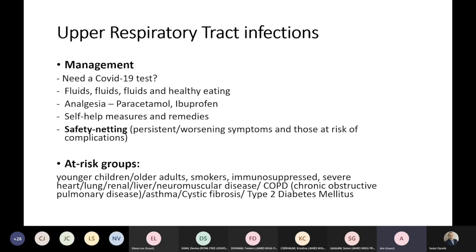Now, if they've either had a negative COVID test, or we're thinking this is just a common cold, or it's likely to be a rhinovirus, the important thing is, what can we do to empower our patients and make sure that they manage their symptoms as best as possible?